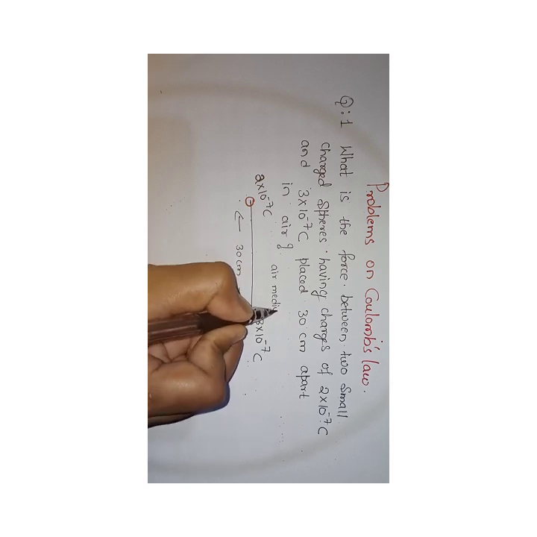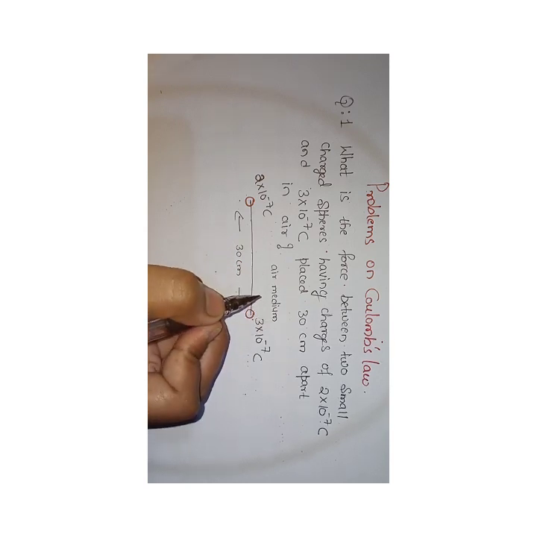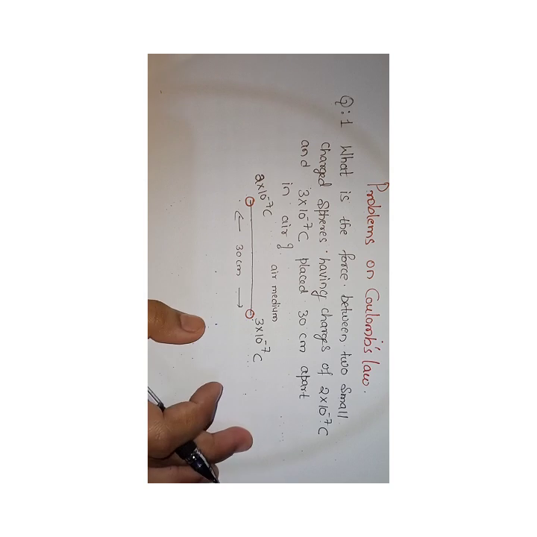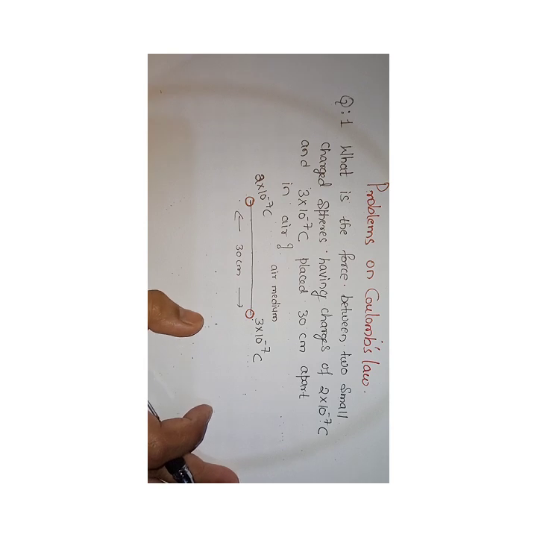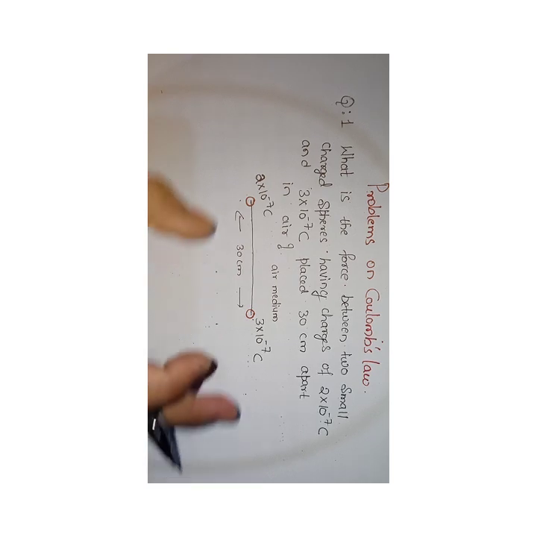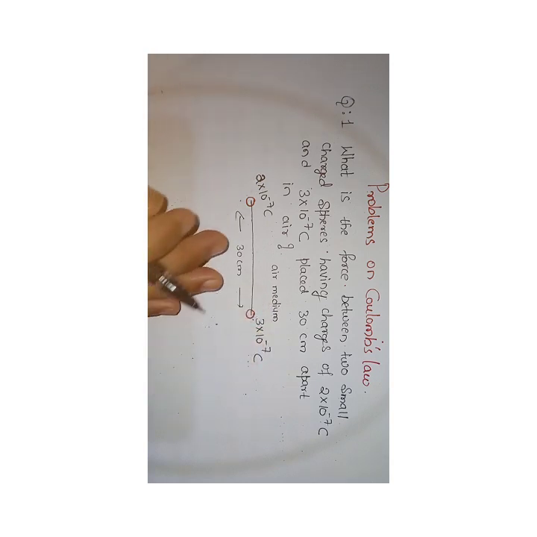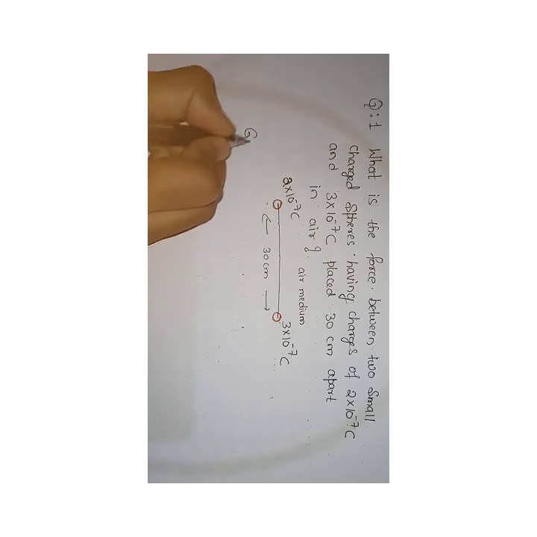So whether we have to take epsilon or epsilon naught here, we have to take epsilon naught. When you take epsilon naught, directly you will get the k value. What is that k value? Directly 9 × 10^9, right? So this is the question. We have picturized the question now. Let us see what the given things are. So put here given.